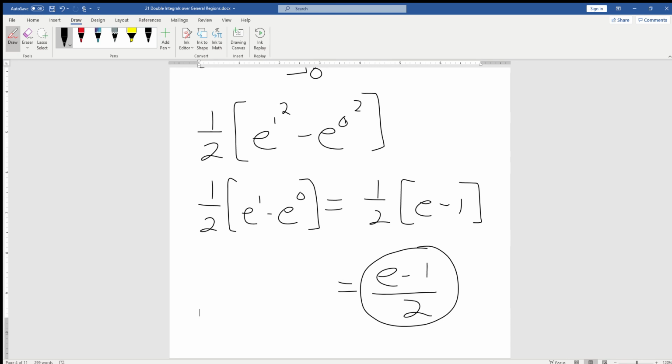So hopefully this helps you to understand how we're going to simply evaluate but not set up. In the next sections, we're going to take this a step further, and we are going to set up the double integrals over general regions.